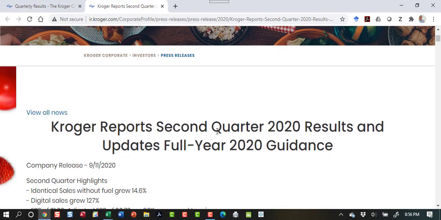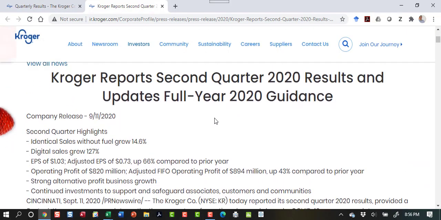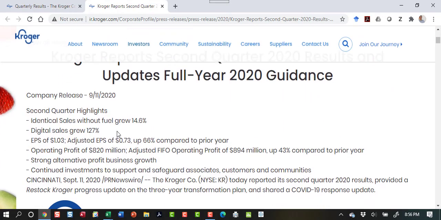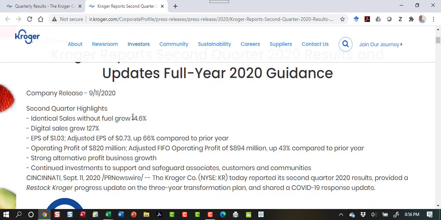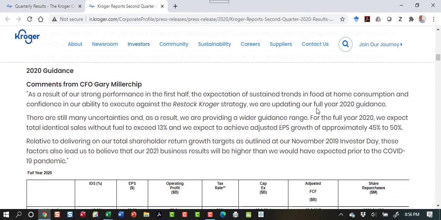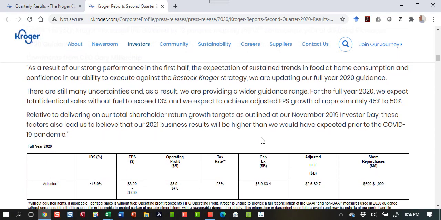And also, confirmed again was Kroger. Kroger reported second quarter results, and remember what we saw there. We saw that identical sales without fuel, supermarket sales, were up. And in Kroger's case, 14.6%, but we saw it for the market as a whole. This is their new guidance. For the full year 2020, we expect total identical sales without fuel to exceed 13% growth. And they expect an adjusted earnings per share growth of approximately 45 to 50%. So Kroger are doing well.